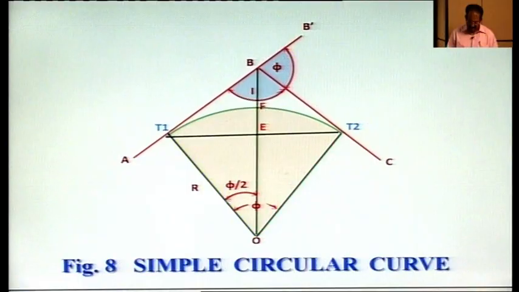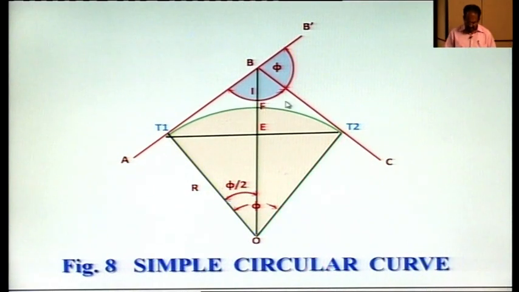The distance from the point of intersection to the apex of the curve, the distance between B and point F, as shown on your monitor screen, is called the apex distance. Distance BF is equal to the apex distance.